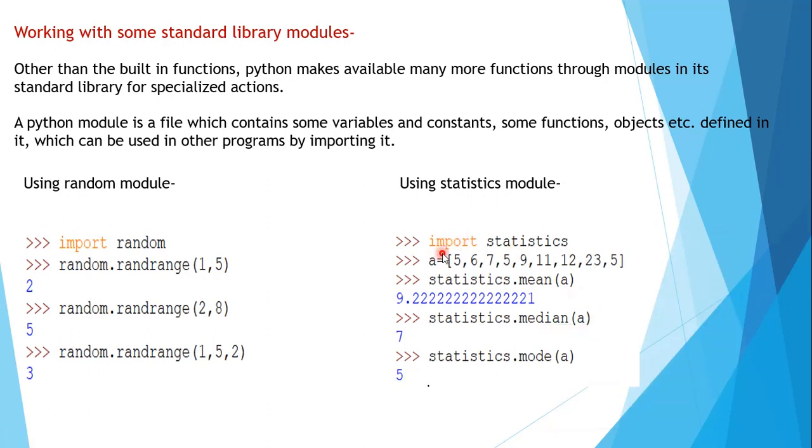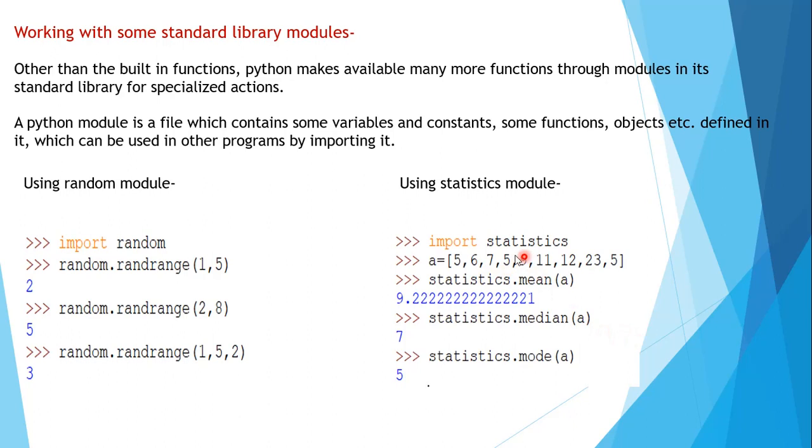Now see, if you write import statistics, it imports the statistics library, and now all the functions of statistics can be used. If you had not written the line import statistics, statistics.mean would have no meaning. It will not work. It is only working here because we have already imported the statistics module.